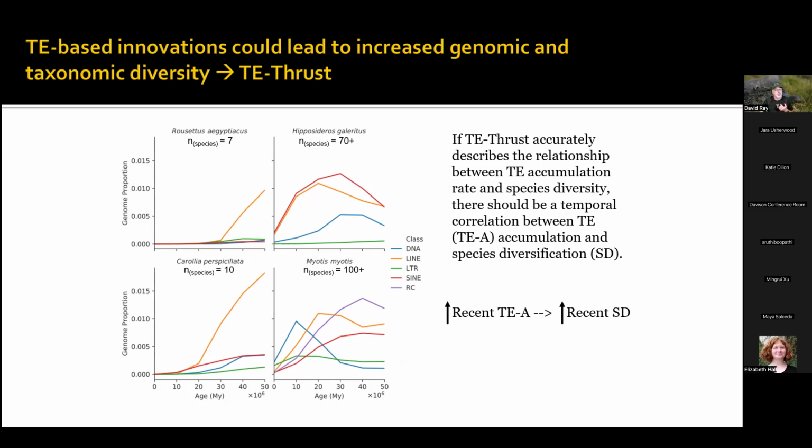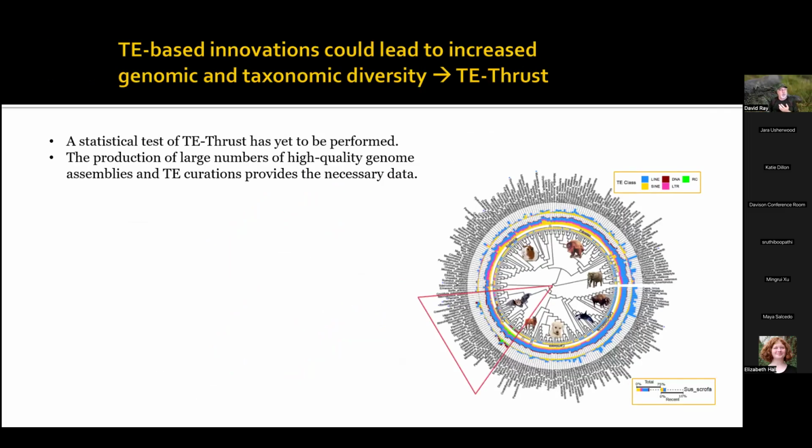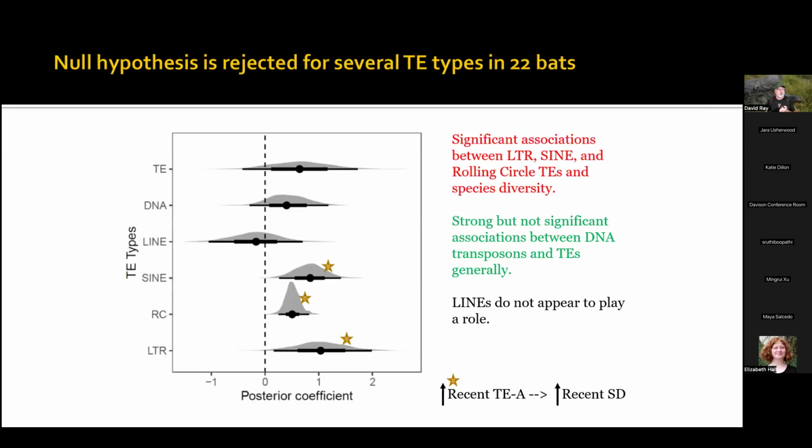There's tantalizing hints, right? For example, there's this genus Rhinolophus, which only has 7 species, and it's pretty much a flat line with regard to transposable elements over the past 50 million years. Similarly for Carollia, only about 10 species, flat line, right? Whereas Hipposideros and Myotis are 2 very species-rich groups of bats, and we see lots and lots of transposable element accumulation. The problem is that when we actually measure this using statistics, we don't find too much that's actually statistically significant. We do find that there does seem to be an association with LTRs and rolling circles, but not so much LINEs and SINEs. And it's really not all that strong.